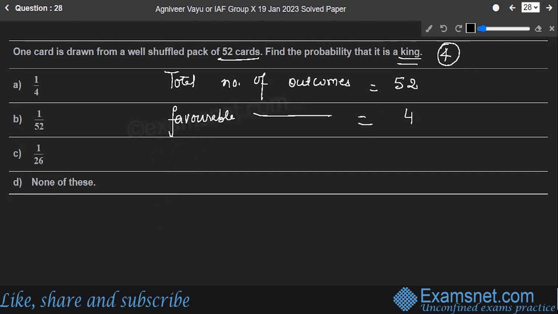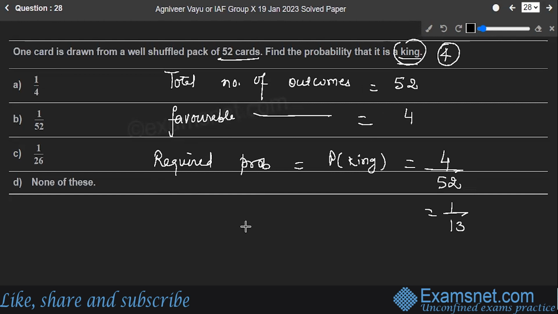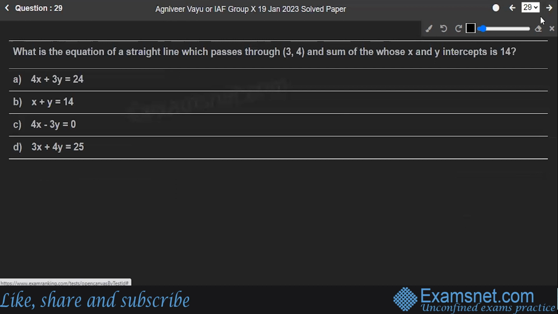So the required probability, that is the probability it's a king, is number of favorable cases divided by the total number of cases, which is equal to 1 upon 13. And this is not present in the options. So you have none of these as the answer. Hope you understood this. Next is question number 29.